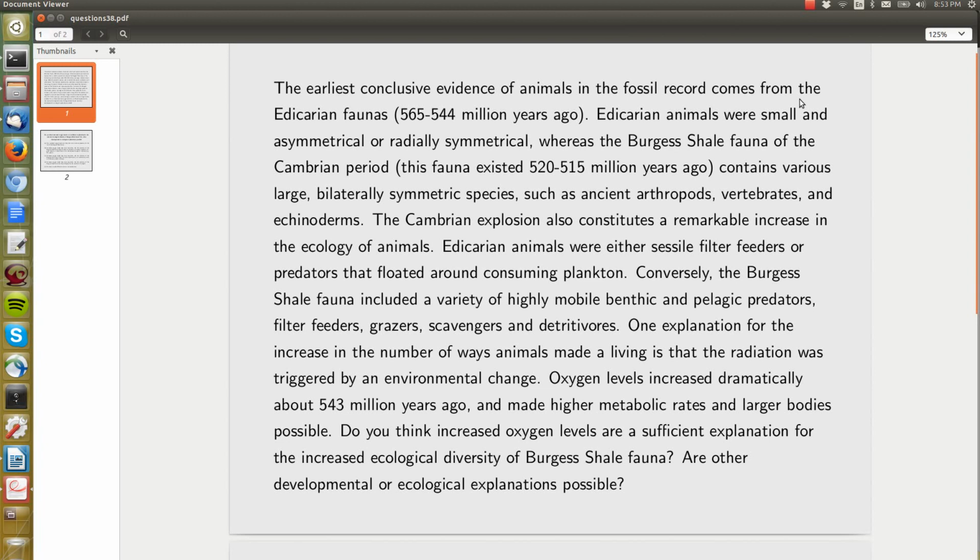So the earliest evidence of animals in the fossil record comes from the Ediacaran faunas, which is earlier than the Cambrian period, earlier than the Burgess Shale. So here we're talking 565 to 544 million years ago.